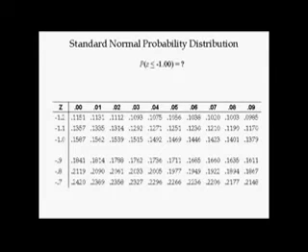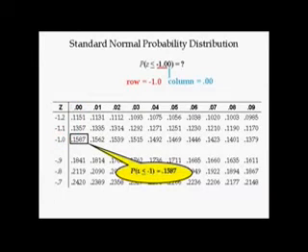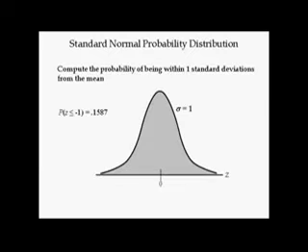To compute the probability that z is less than or equal to negative 1, go to row negative 1.0, column 0.00. The intersection of column 0.00 and row negative 1.0 is 0.1587. Thus, the probability that z is less than or equal to negative 1 equals 0.1587. After getting the probability from the table, label the lower red tail probability with 0.1587. Now compute the upper tail probability.